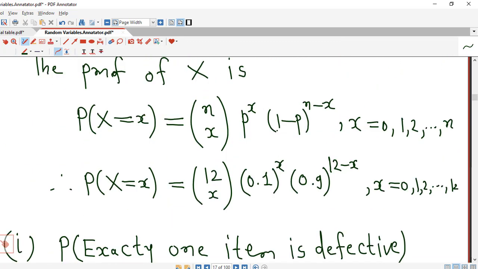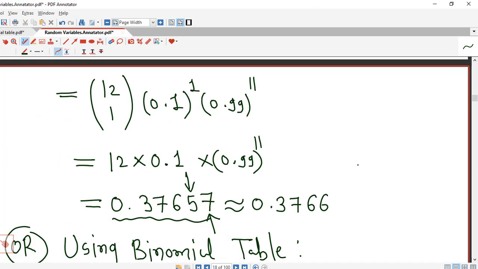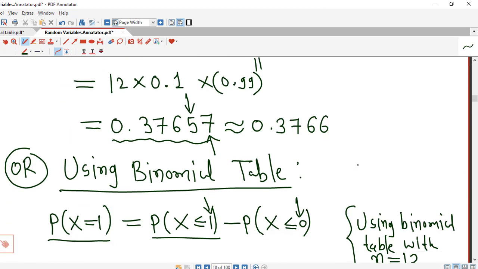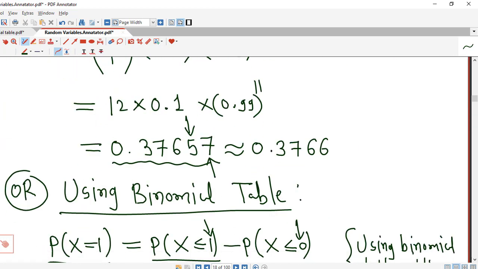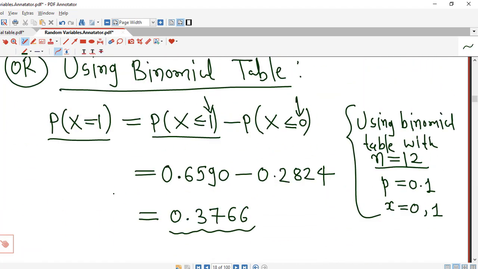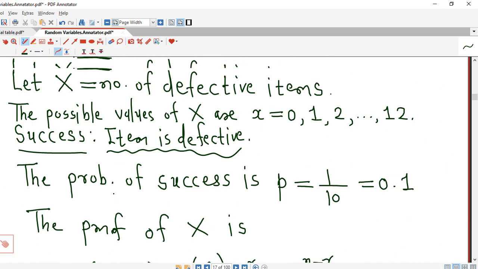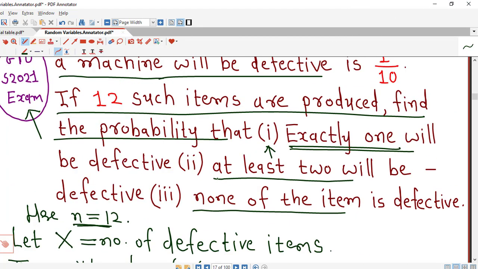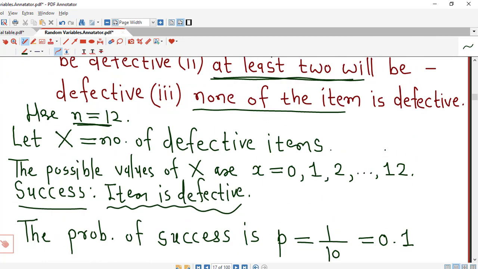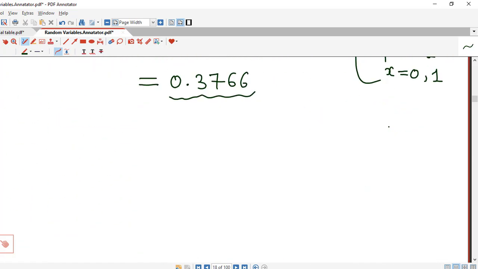Either you can use this formula directly, or you can use binomial probability tables. Binomial tables are helpful if we have large values in the calculations. That is our choice, which method we want to use, either calculations or binomial probability tables. Now we consider the second probability. In the second part, we are asked to find the probability that at least 2 items will be defective. So now we are going for the second part.